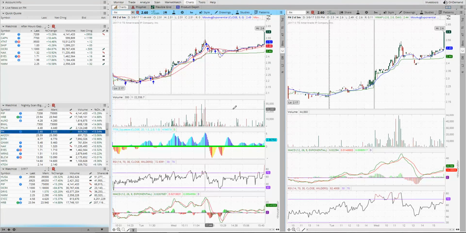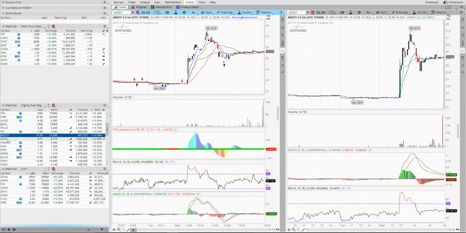FW, not a lot of volume, but this was 217 5 days ago. It's up at 260, closed, holding its highs. I'm not gonna put it on my watch list, but you may want to put it on yours. AKZOY, nah, not liquid enough.